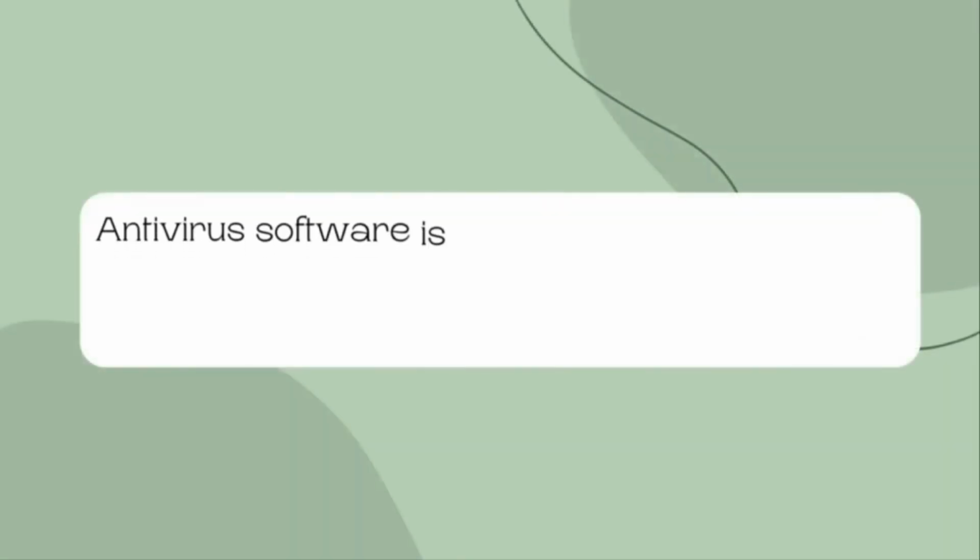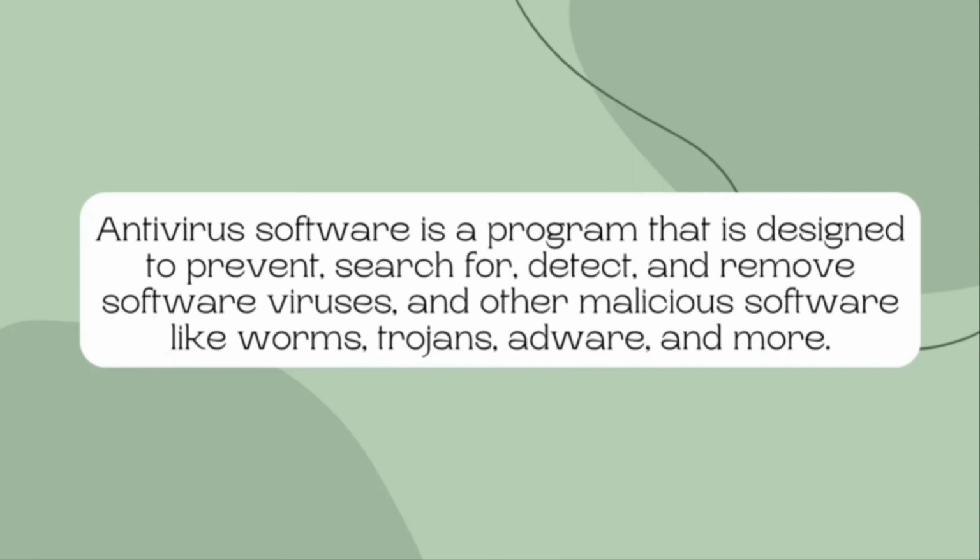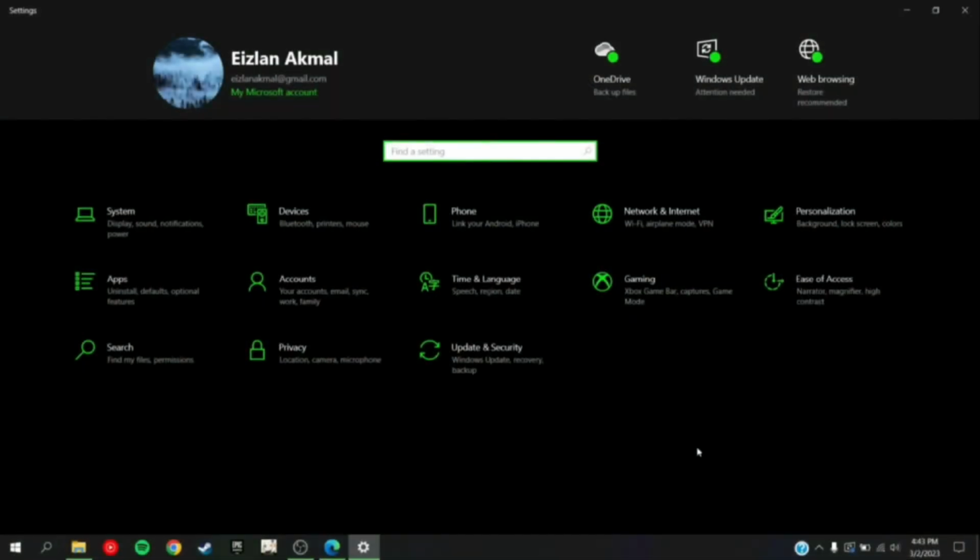So what is antivirus software? Antivirus software is a program that is designed to prevent, search for, detect and remove software viruses and other malicious software like worms, trojans, adware and many more. In the case of Windows 10, there is already a built-in antivirus program called Windows Security.